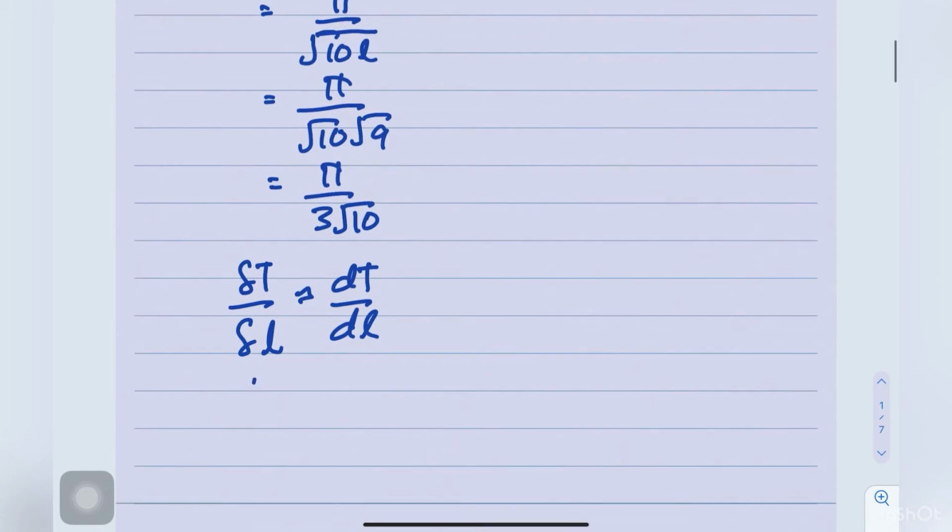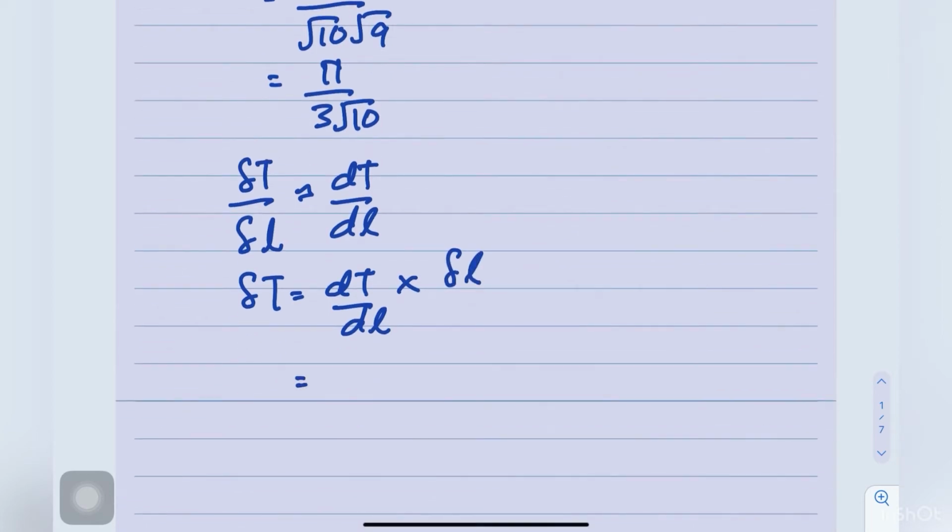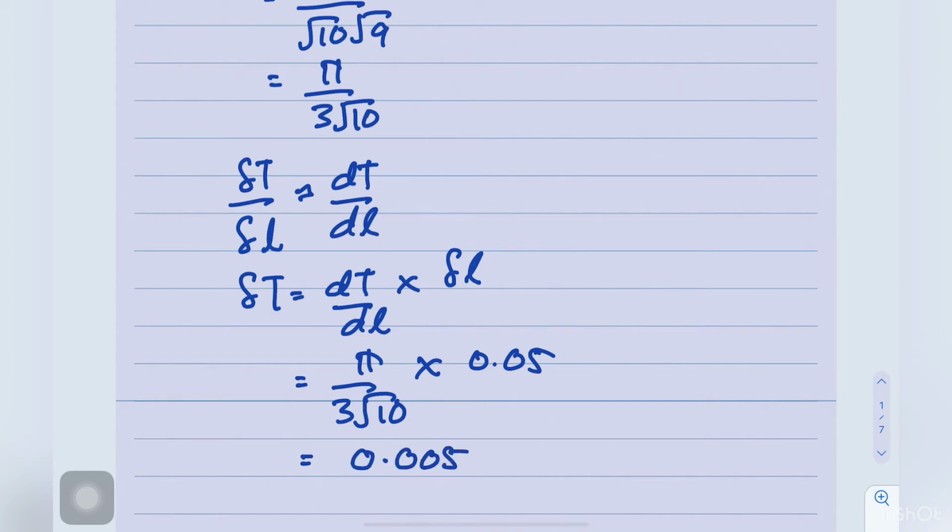So delta T equals dT/dL times delta L. dT/dL is just now pi over 3 square root 10, and delta L is 0.05. For this one, we just press the calculator. We get 0.005270 pi.